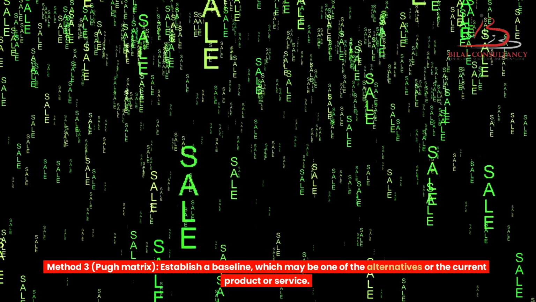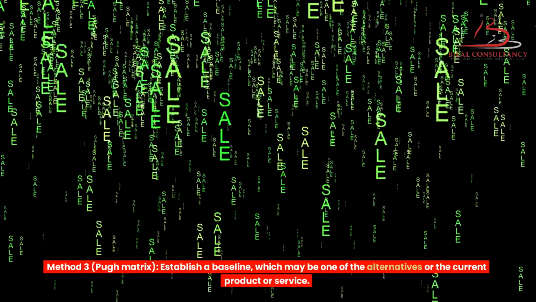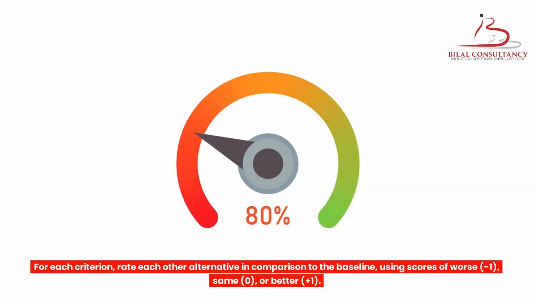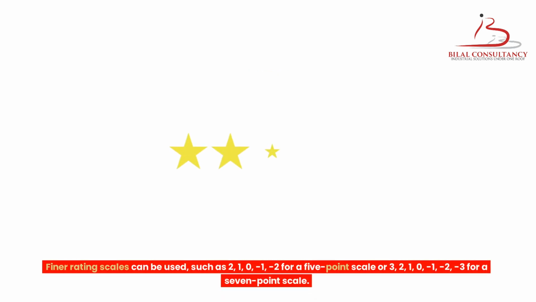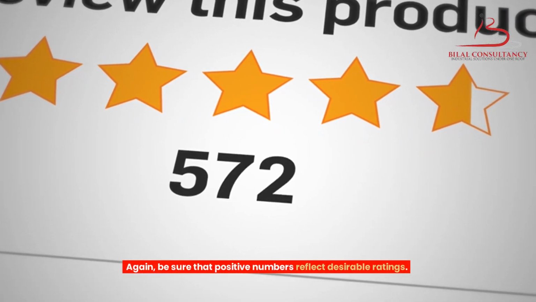Method 3. Pugh matrix. Establish a baseline, which may be one of the alternatives or the current product or service. For each criterion, rate each other alternative in comparison to the baseline, using scores of worse, -1, same, 0, or better, +1. Finer rating scales can be used, such as -2, -1, 0, 1, 2 for a 5-point scale or -3, -2, -1, 0, 1, 2, 3 for a 7-point scale. Again, be sure that positive numbers reflect desirable ratings.